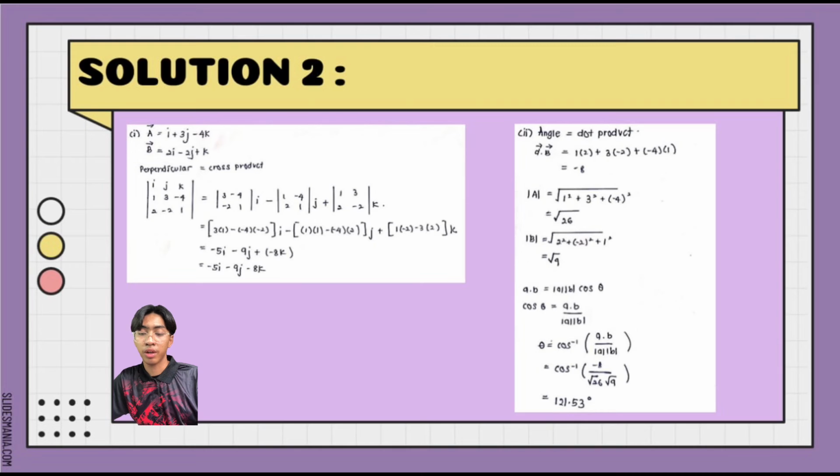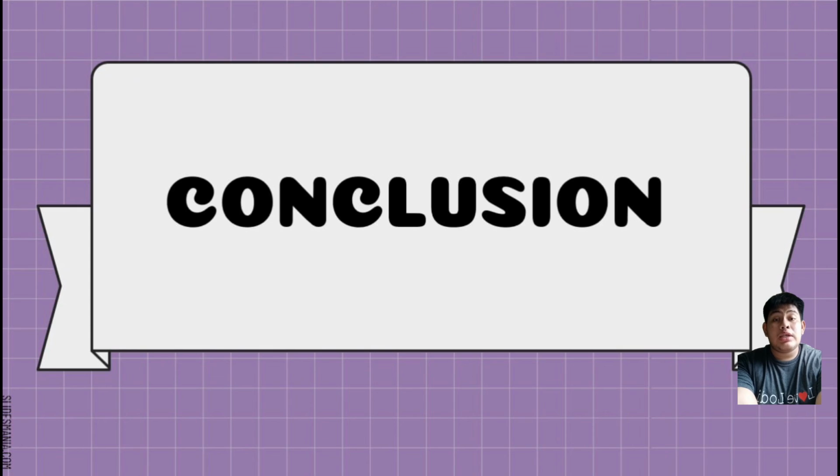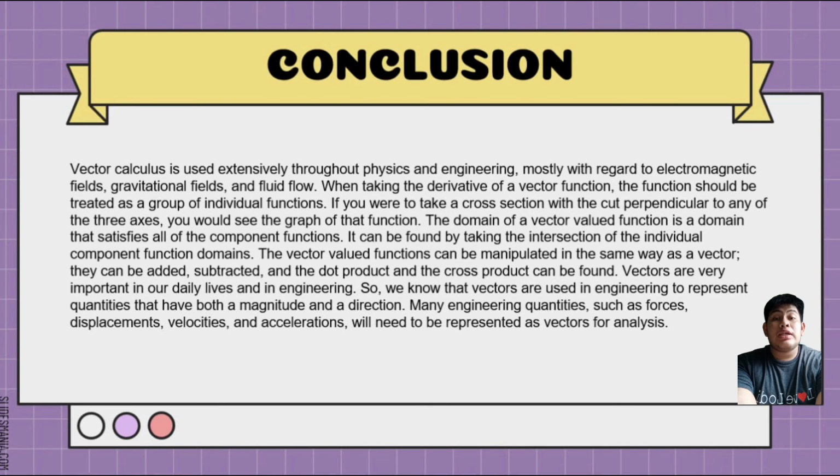To find the angle, you need to use the cos theta formula. If you derive the equation, you will get theta equals cos inverse of A dot B over magnitude A times magnitude B. If you calculate it, you will get 121.53 degrees. Thank you.